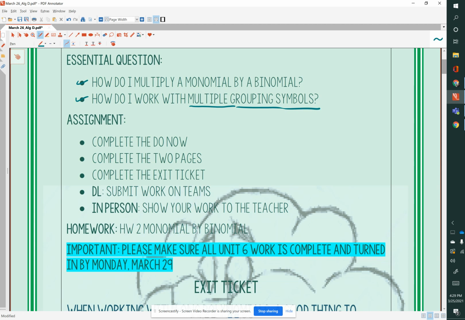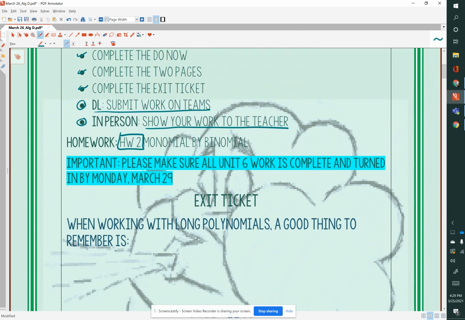Our assignment is to complete the do now, complete the 2 pages, complete the exit ticket. If you're a distance learner, you'll submit your work on Teams. If you're an in-person learner, you'll show your work to me to get that credit. For homework, we're going to work on homework 2, multiplying monomials by binomials. Remember, make sure all your Unit 6 work is complete and turned in by Monday, March 29th. We're in Unit 7 now.